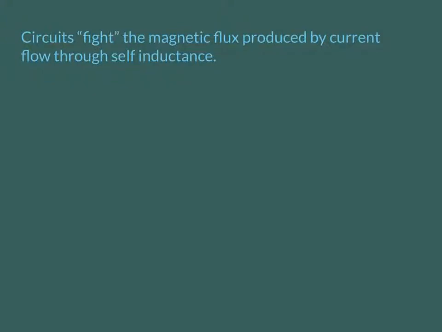So circuits are always fighting themselves. It's a transient condition. It doesn't last forever, but ultimately it's a thing that limits current flow. Your maximum current value is what gets limited by this self-inductance within a circuit, right?